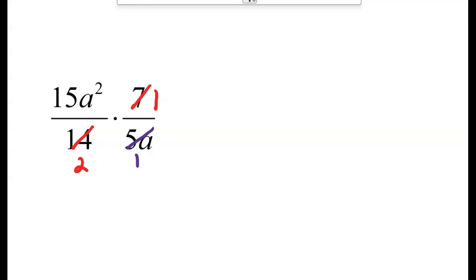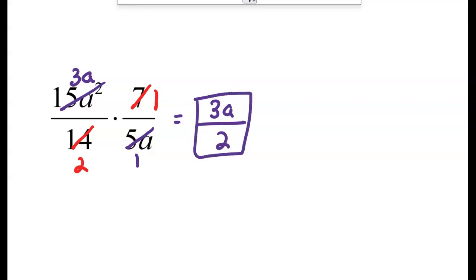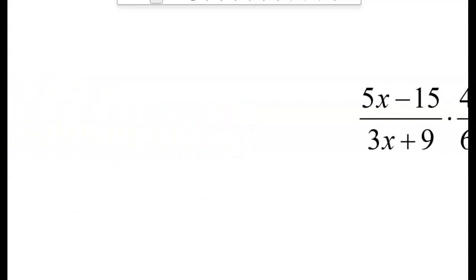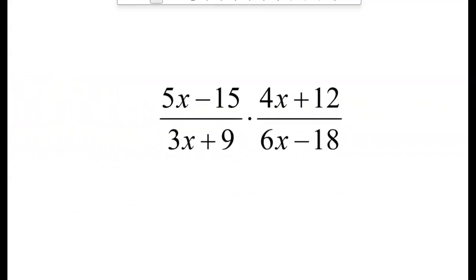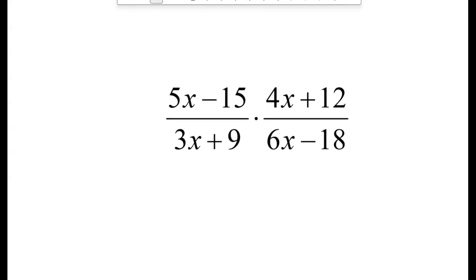All right, so 5a can go into 15a squared how many times? All right, now you multiply across. 3a times 1 is? 2 times 1 is? 2. Would you guys agree? Guys, I know someone's like, that feels like I've done this before. Yes, because you have. This is Algebra 1. Okay? So we're reviewing key Algebra 1 concepts. Now let's go. Now we're doing Algebra 2.